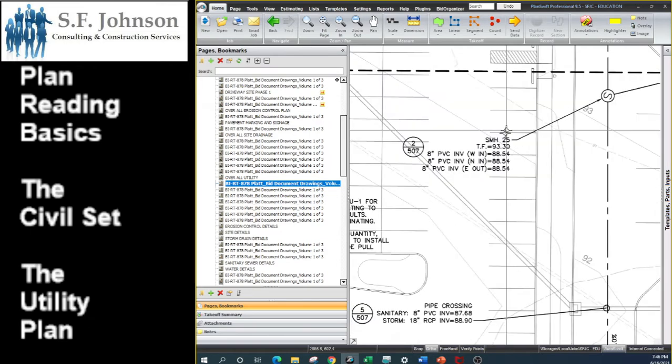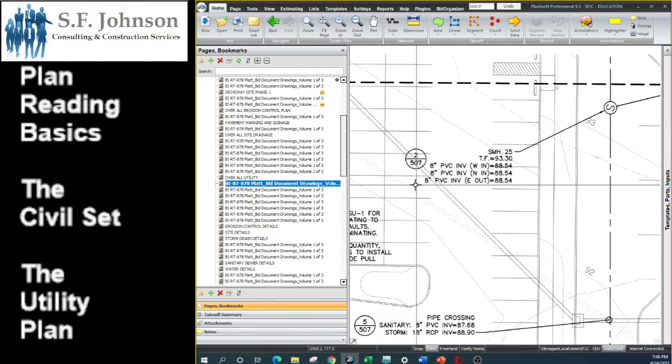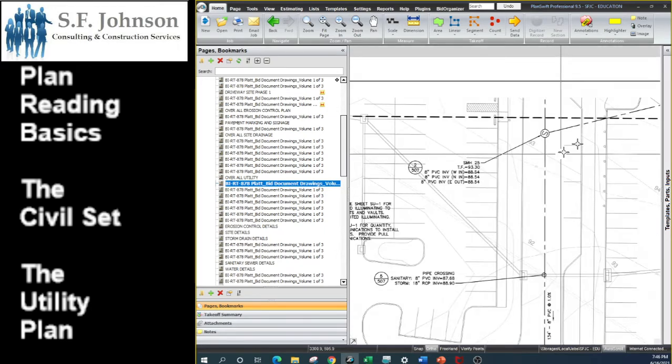Okay, that's a manhole, sanitary manhole, number 25. That's what that is, pointing to it. And so what is this? Okay, so we have 3 pipes, 1, 2, 3, coming out of the sanitary manhole.